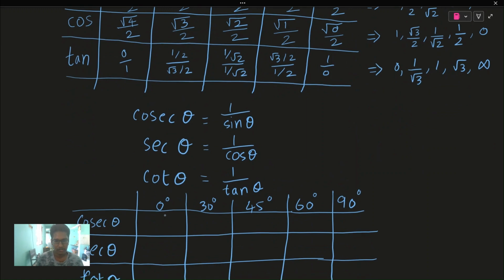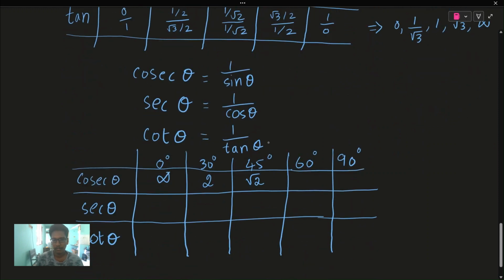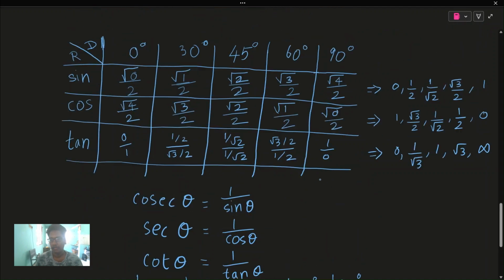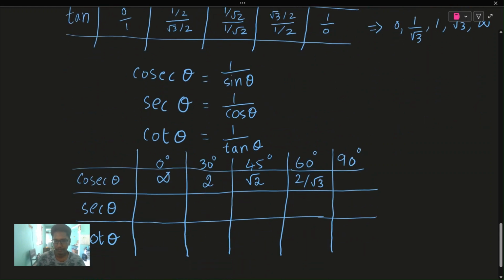infinity, 2, root 2, 2 by root 3 and 1 by 1, which is 1. Same way, secant theta will be the reverse of this. So let's put 1, 2 by root 3, root 2, 2, and infinity.